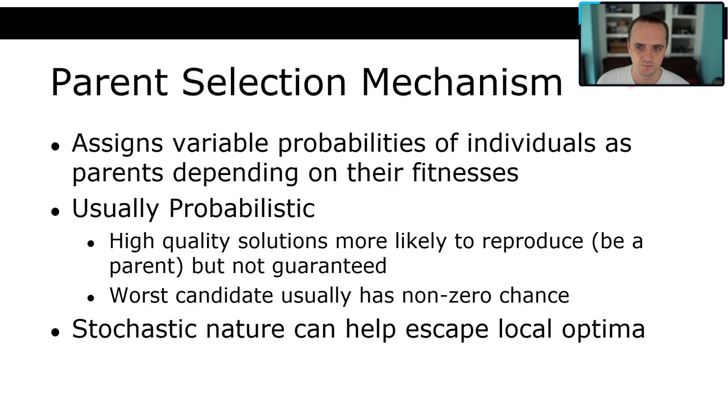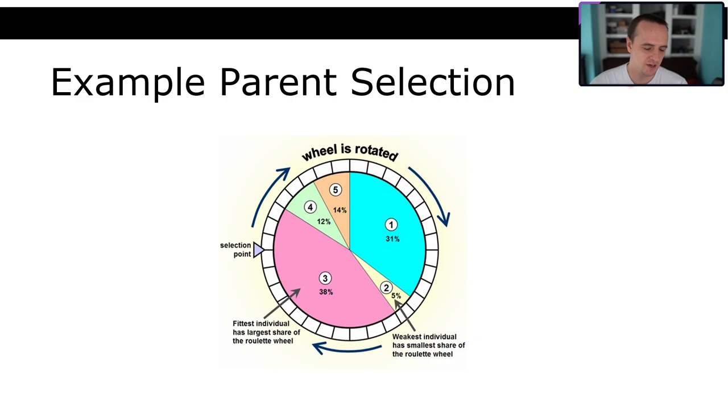So there are many different ways that you can choose parents based on their fitness. One of those is called roulette wheel selection, okay? And it's, in my opinion, the most intuitive to understand. So let's say that we have 5 individuals in the population. 1, 2, 3, 4, 5. We've assigned them some fitnesses, and those fitnesses are going to be assigned probabilities of being chosen.